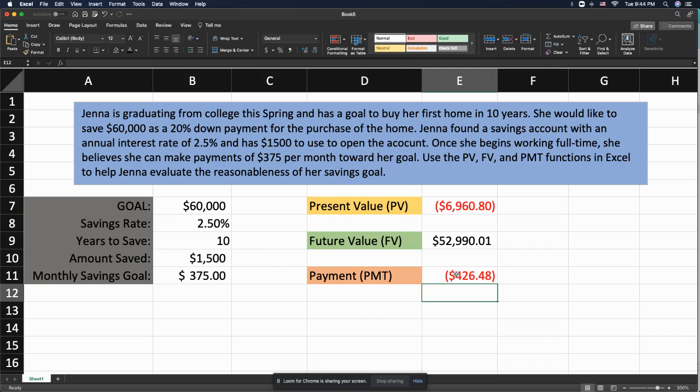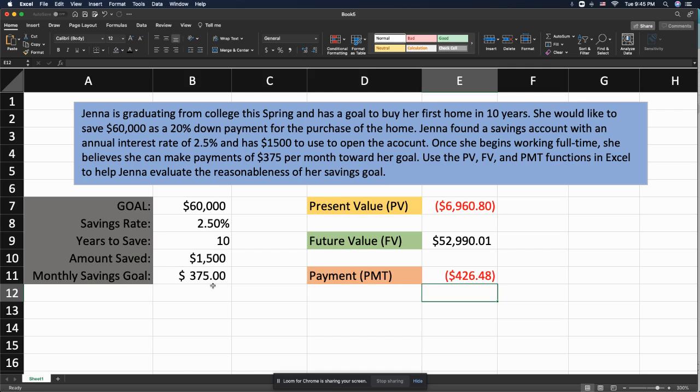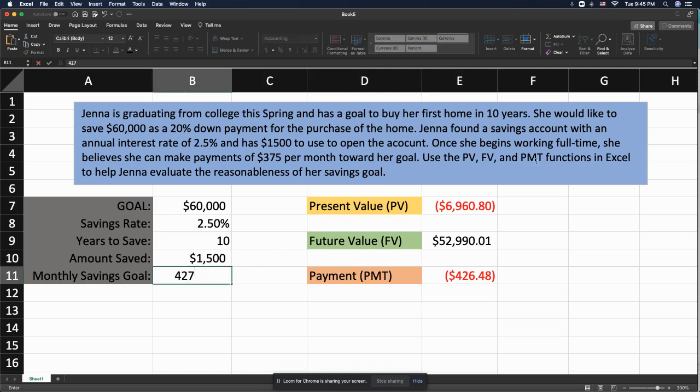Now, since we've done cell referencing on all of these formulas, we pointed and clicked to the different cells for information, we can come over here and play with it a little bit. So for example, if we increase her payment to $426.48, let's just round it to $427, notice what happens to her present value. It comes up to $1,400, which she does have available right now. So she could choose to start at $1,500 for her present value lump sum deposit and then just increase her monthly payments in order to meet the goal of $60,000.